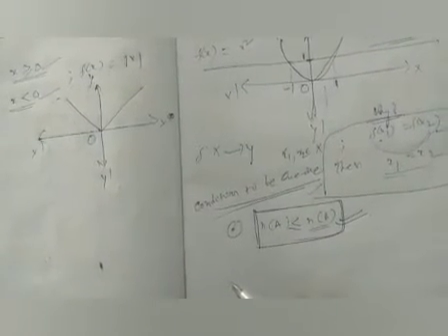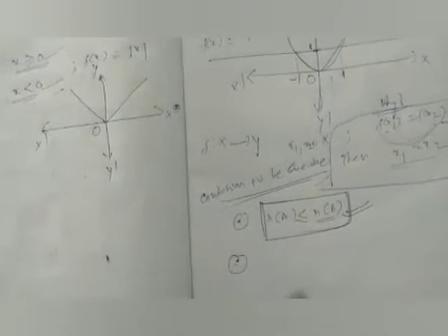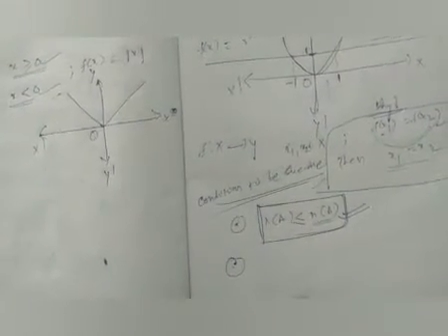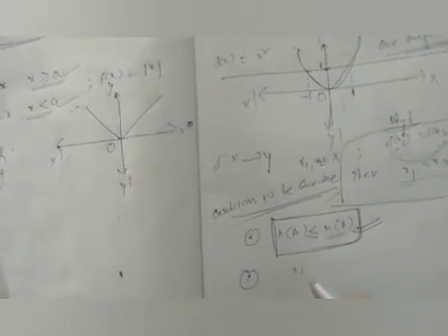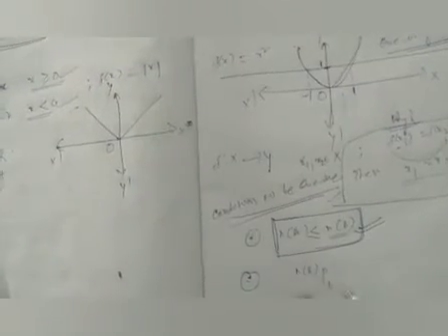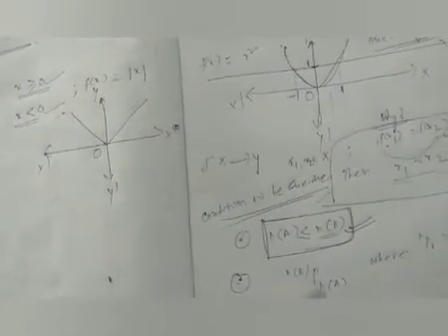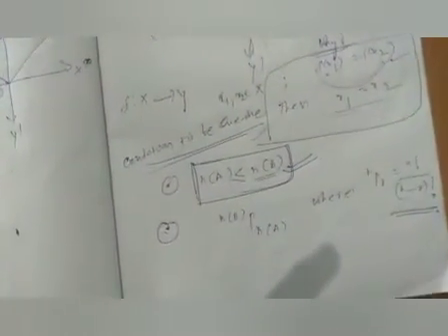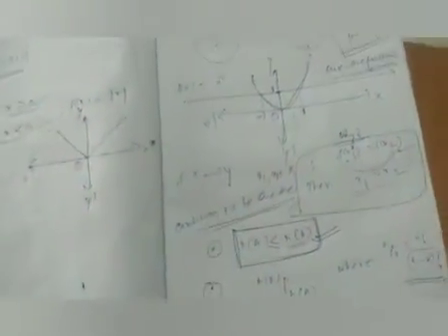Now let us try to find how many one-one functions can be defined from set A to set B. It is nPr, with n of B and r equal to n of A, where nPr equals n factorial by (n minus r) factorial. We shall discuss this proof later, so that we can save some time.